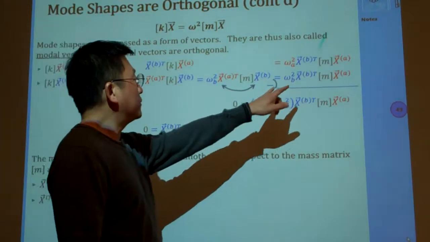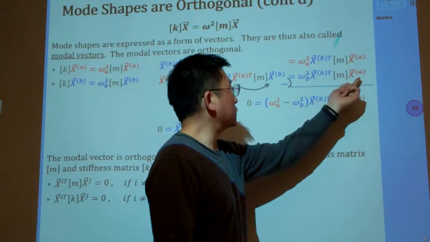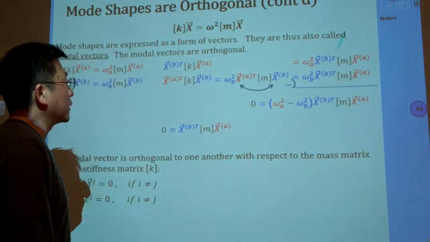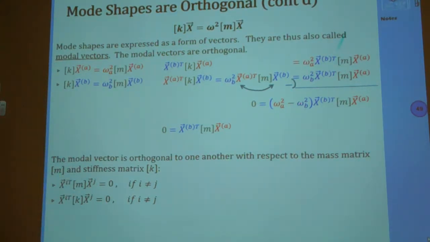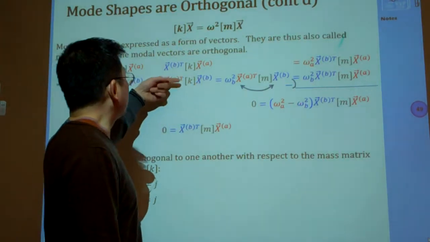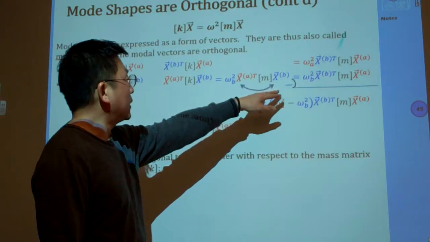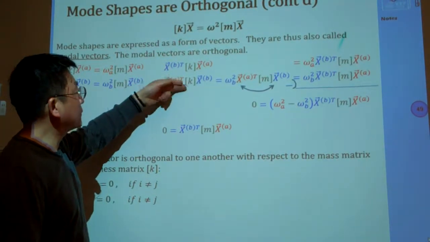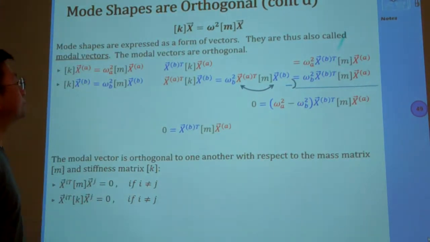Once I swap, you can see in terms of the color code, the two are in the same order. So in this way, I simply subtract this equation from this equation. I take the minus here. So the left-hand side is this one minus this one. The right-hand side is this one minus this one.